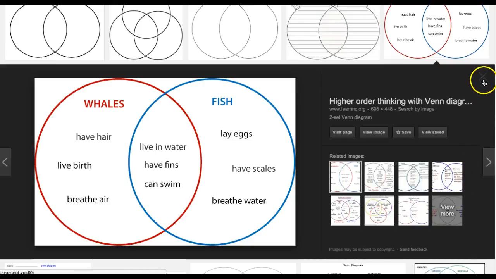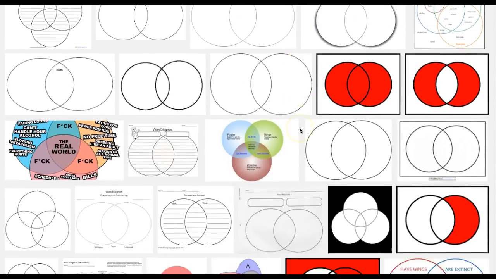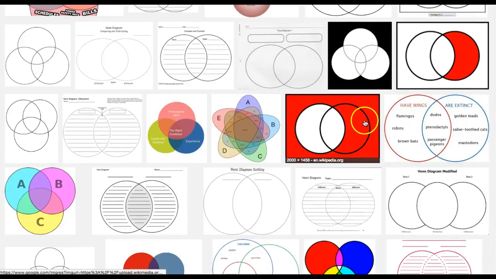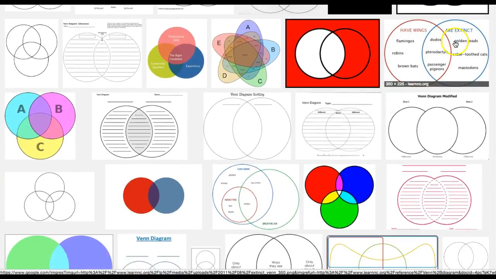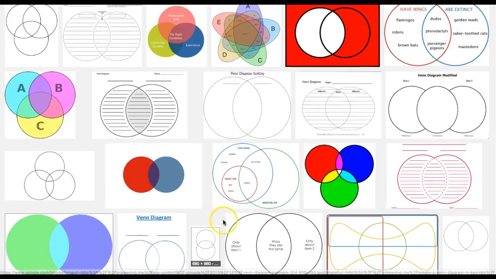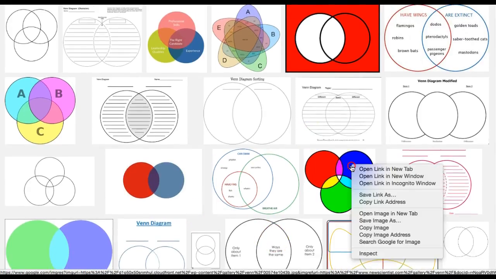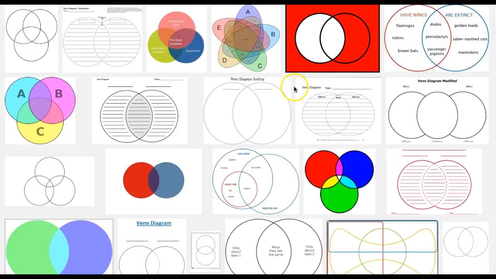So let's close this and just look at a couple other diagrams. Those all have too many. There's wings and that one's extinct. That one's kind of nice. Well, I don't have another good one here. Okay, let's just go back to the homework.